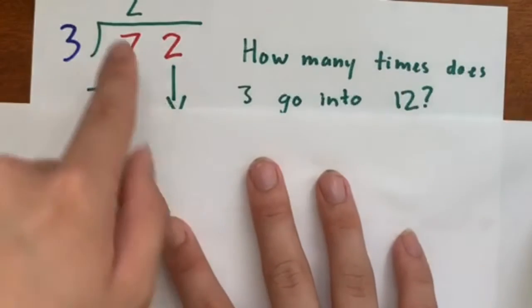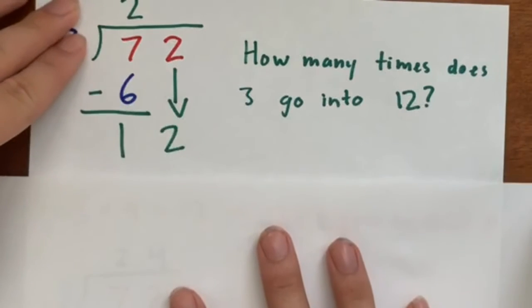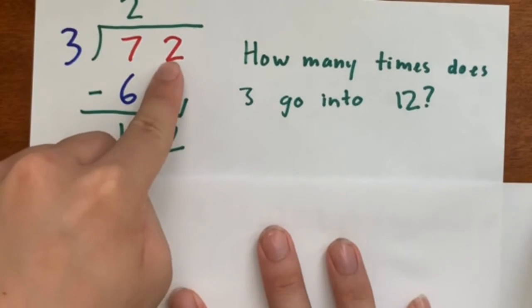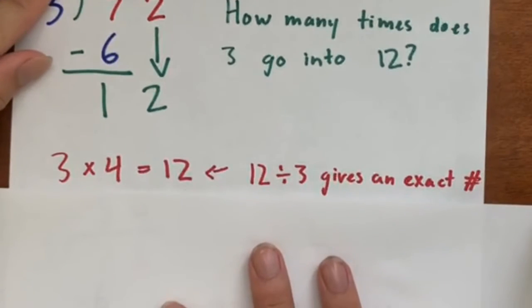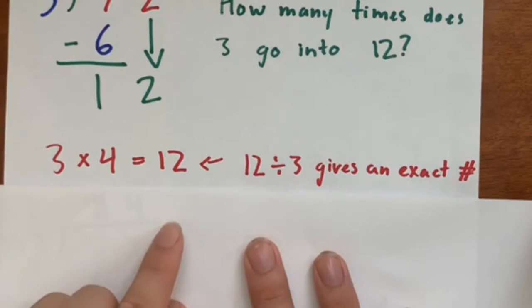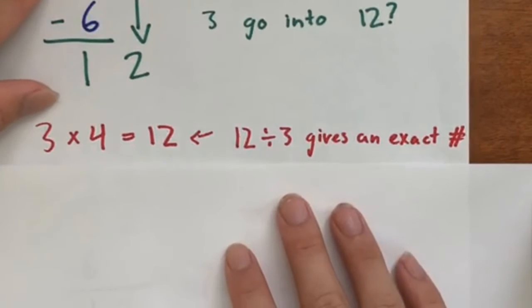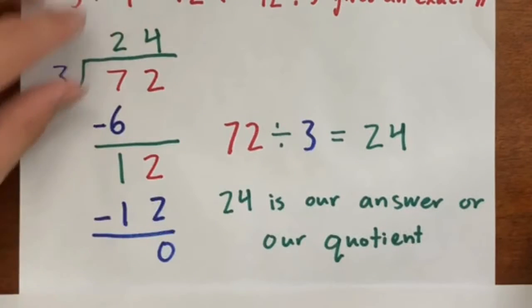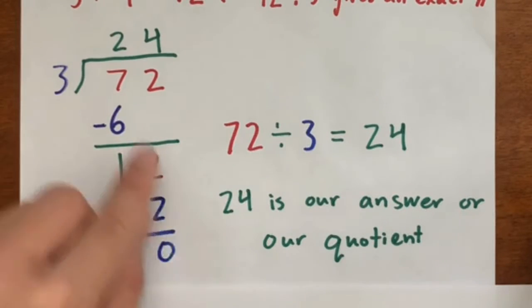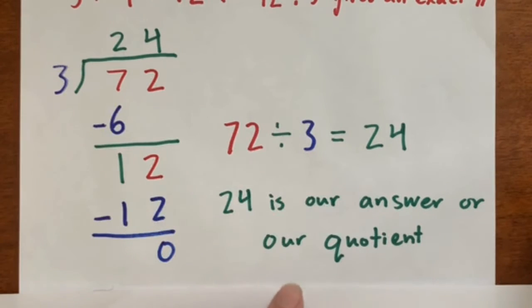So now we put the 2 up here, and we put the 6 right here. We do 7 minus 6 to get 1. Then we bring the 2 down. Now we need to ask, how many times does 3 go into 12? From our multiplication facts, we should know that 3 times 4 equals 12, so 12 divided by 3 gives an exact number. Since the multiple is 4, we put 4 up here, and we do 12 minus 12 equals 0. So 72 divided by 3 equals 24, and 24 is our answer, or our quotient.